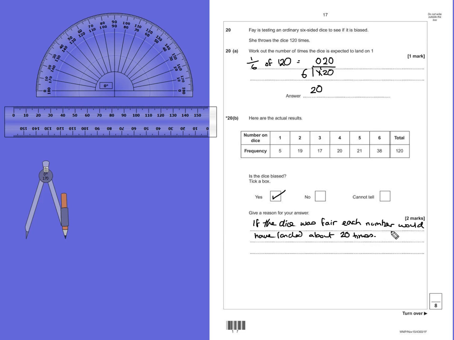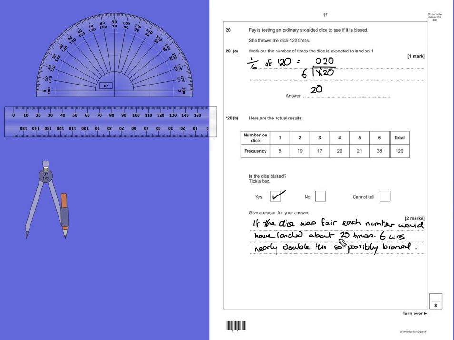It could be enough to leave it there. Just try to flesh it out as much as you can. You've got space. It's not going to hurt you to spend an extra 10-15 seconds to add on to this and really point out that saying 6 was nearly double this. So possibly biased.